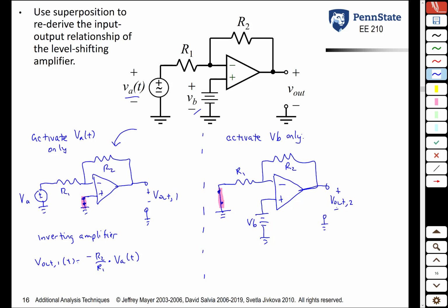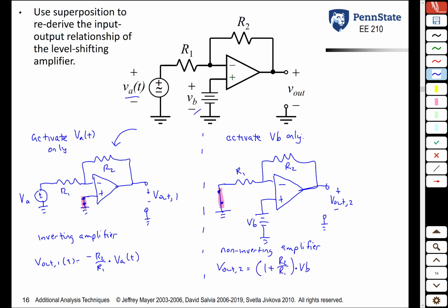If you look at this circuit, it's nothing more than a non-inverting op-amp. Once again, we could analyze this by doing KCL at the inverting terminal, but you can also just memorize the equation, and we know that Vout sub 2 is nothing more than VB times 1 plus R2 over R1.